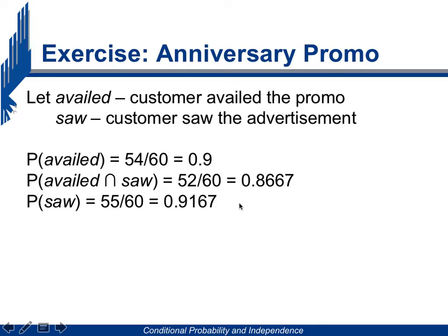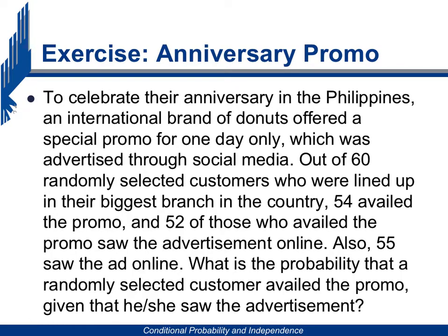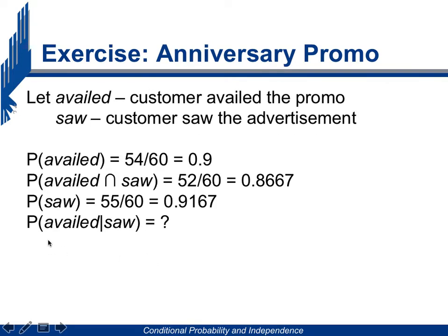Now, the problem is asking for the probability that a randomly selected customer availed the promo given that he or she saw the advertisement. So the word given gives us a clue that the problem is asking for a conditional probability. But between the two possible conditional probabilities, this problem is asking specifically for the probability of availed given saw. So we write that as P of availed given saw.